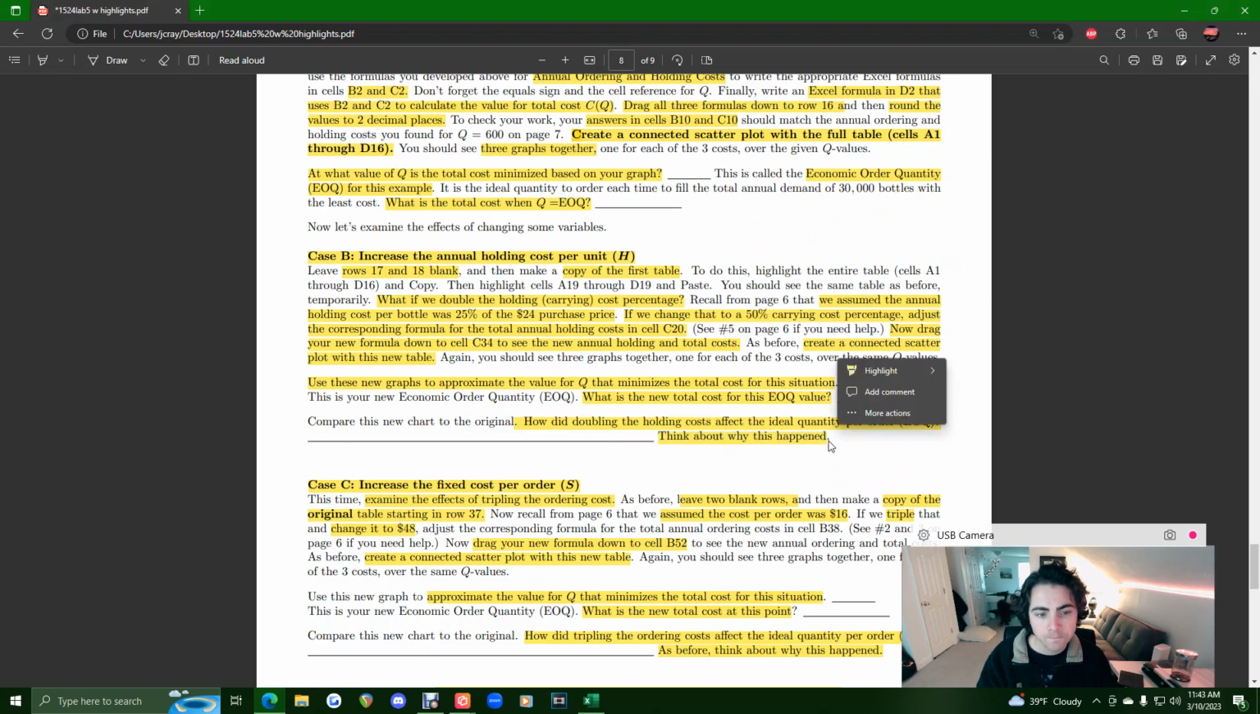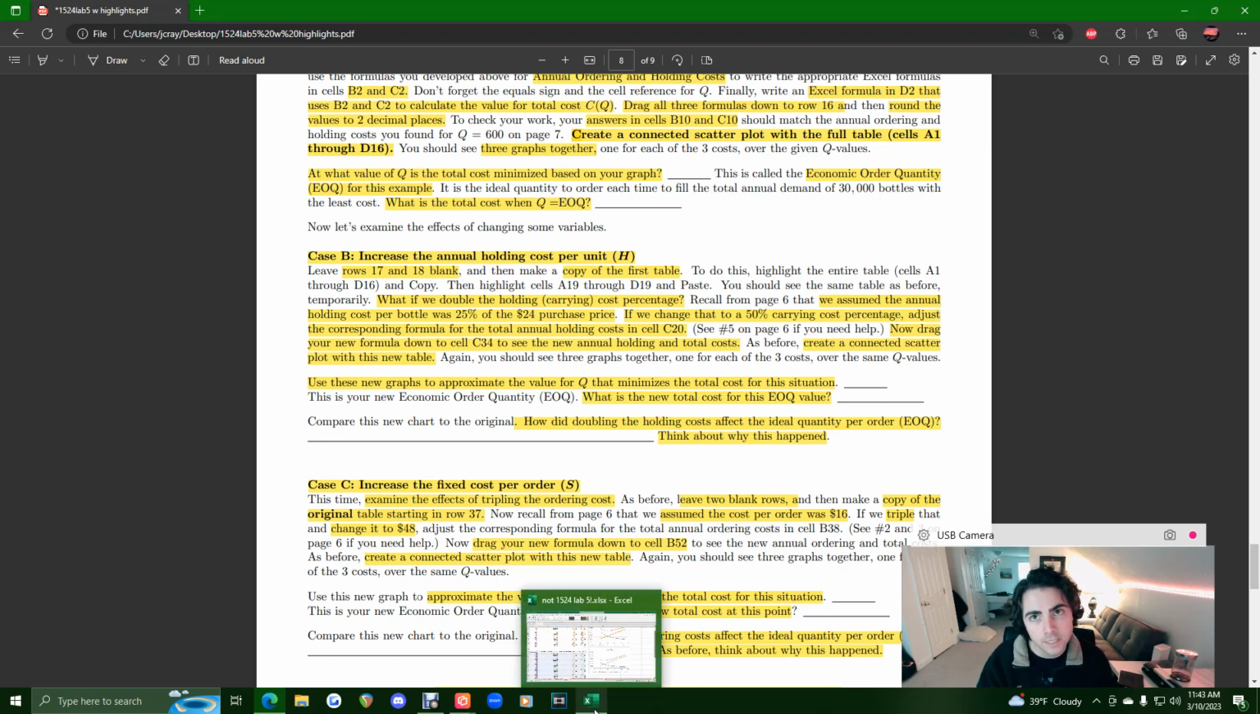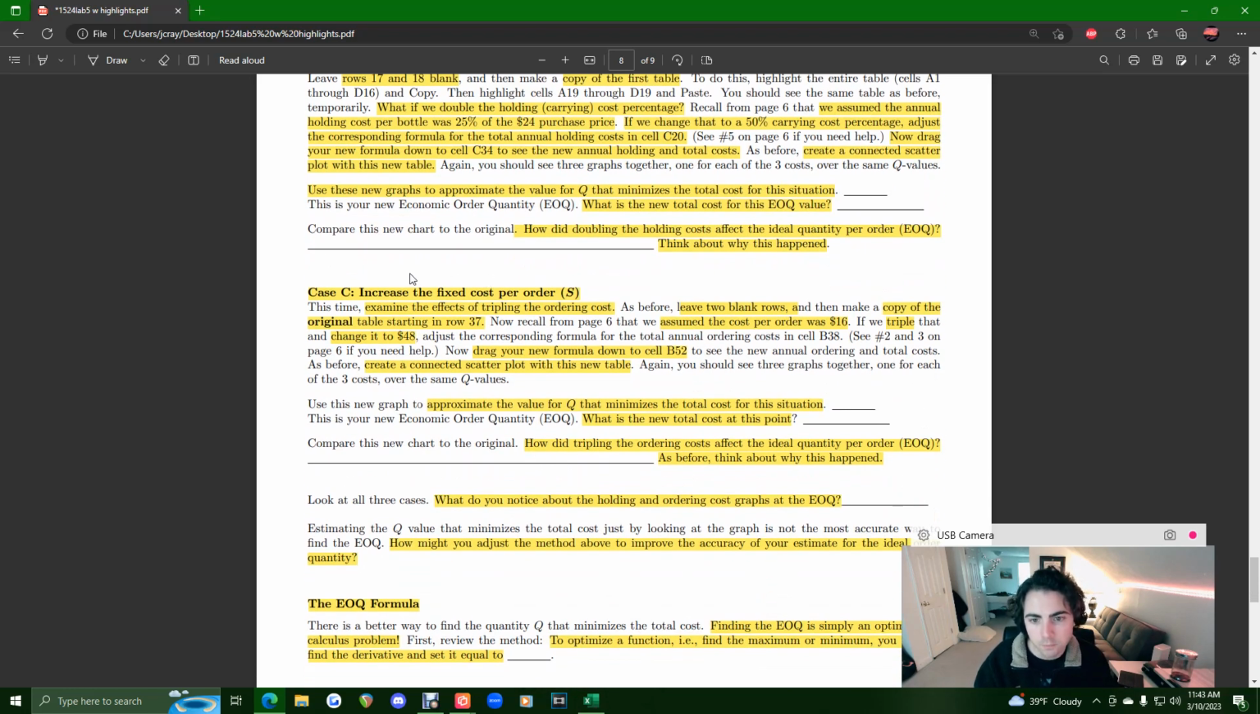Well, I guess if the holding costs go up, then you can't order that many per order. You can't place an order for more than 400 compared to the... what am I trying to say? Basically, your quantity per order must go down, because if the holding costs are more, you're getting charged more for the extra quantity. And yeah, okay.